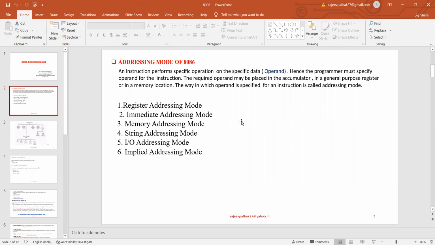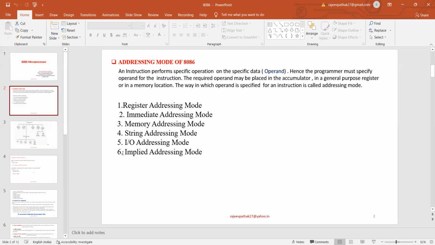That is, suppose we write some program in the 8086. You require data for the operation. Suppose you want to add 3 plus 5. So 3 and 5 are called data. We need to store the data either in the accumulator, in any register, or in a memory location. How you call the data is called the addressing mode. You have to call the data for the particular execution of a particular command.